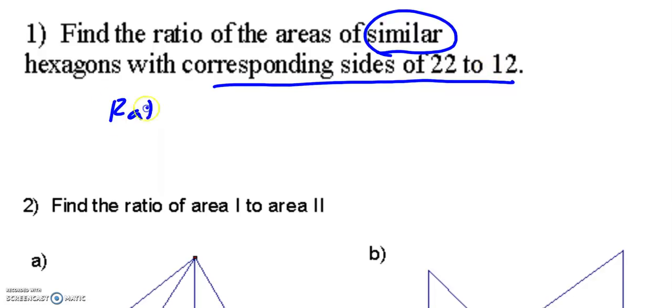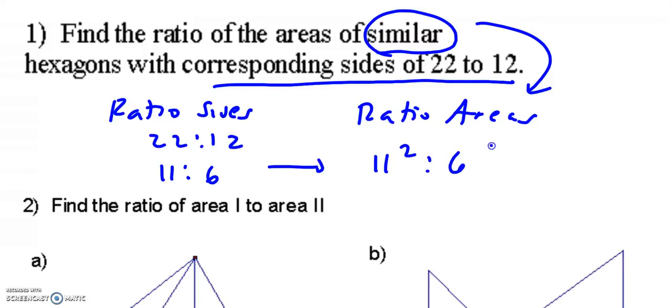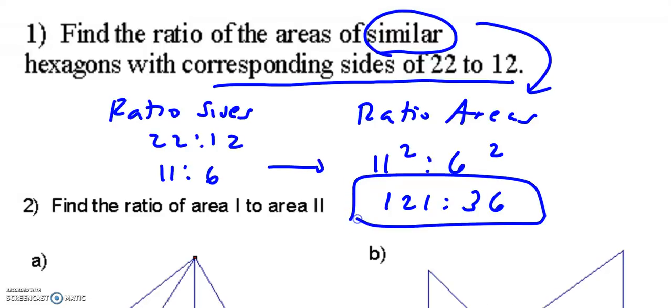Because my shapes are similar, if I wanted to first find the ratio of the sides, that would be 22 to 12, which could be reduced because I could take a 2 out of both, to 11 is to 6. So if I wanted to find the ratio of the areas, which is what this question is asking for, because my shapes are similar, I can just say that the ratio of my areas is 11 squared to 6 squared, which would be 121 to 36. So that would be my answer for number 1, because the shapes are similar.